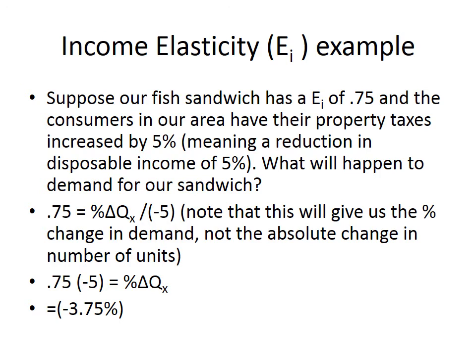Now notice that we're not getting the actual number that changes. What's going to be the new demand for our fish sandwich? Notice we also haven't referenced anything to do with the price of our sandwich, because it's inconsequential. What this means is that across the board, throughout that entire extended demand schedule, we're going to lose 3.75% of demand for our sandwiches because of this income reduction. We could then go through and figure out what the new demand is going to be at every single price level by reducing it by 3.75%. I'm going to introduce a problem in a little while where we're going to do something like that.